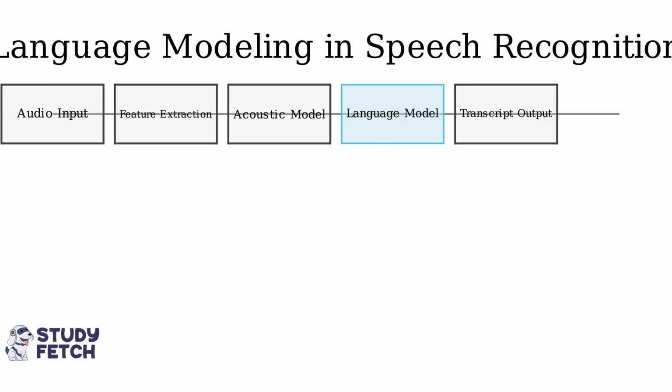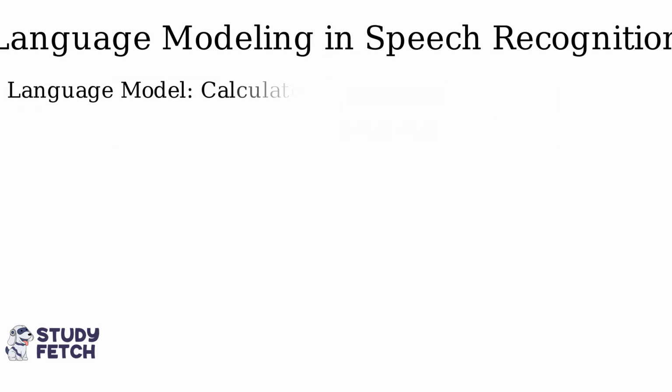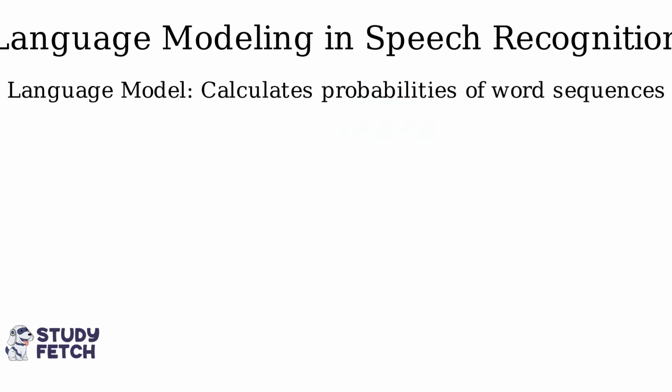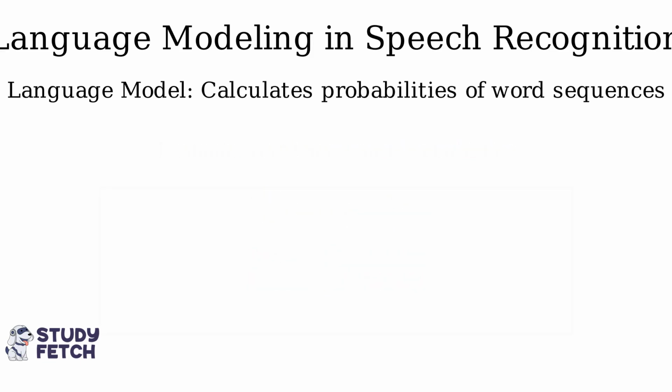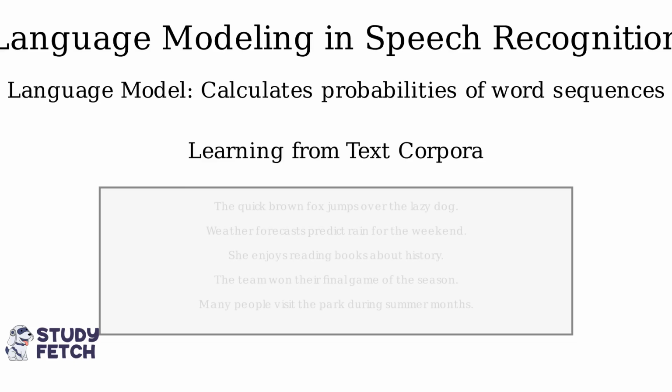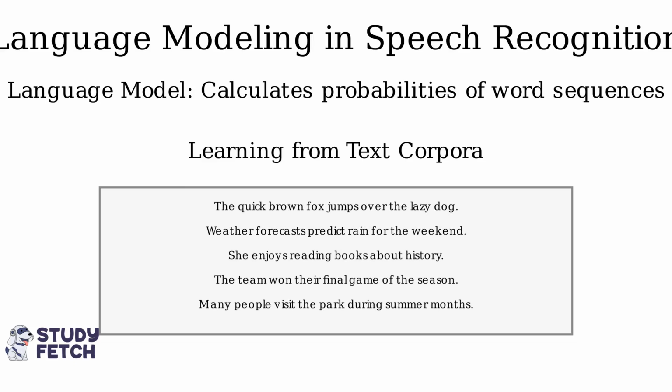After the acoustic model identifies potential phonemes, the language model determines which words these phonemes likely form. Language models help AI understand the context and probability of word sequences. For example, in English, weather is more likely to follow the than eat. The model assigns higher probabilities to more natural phrases. Language models calculate probabilities based on grammar rules and statistical patterns learned from vast text corpora.